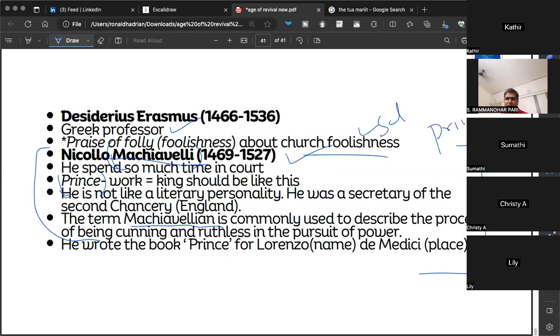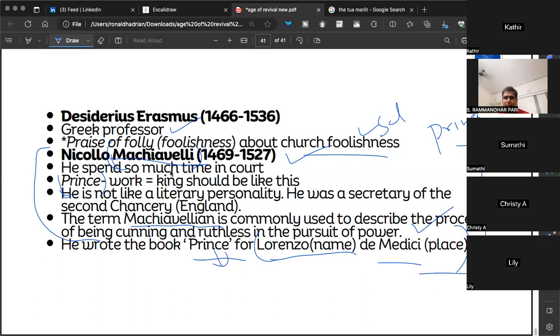He was working in court. He used subtle ways to gain power, right? So if anybody calls you Machiavellian, it describes being cunning and ruthless in the pursuit of power. I want to get that position, so I will do whatever I want. That kind of personality is a Machiavellian personality. He wrote the book The Prince for Lorenzo de Medici. Okay, that's a king.